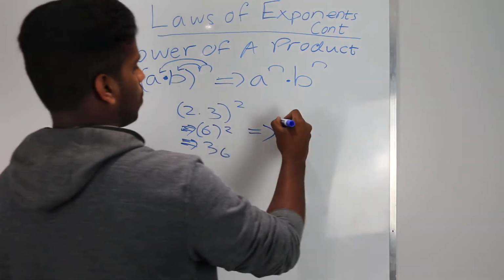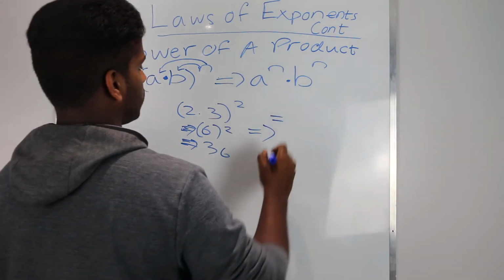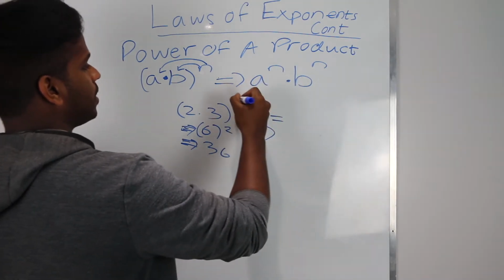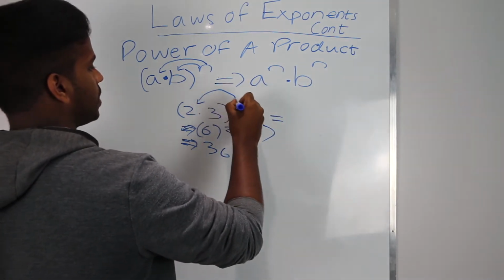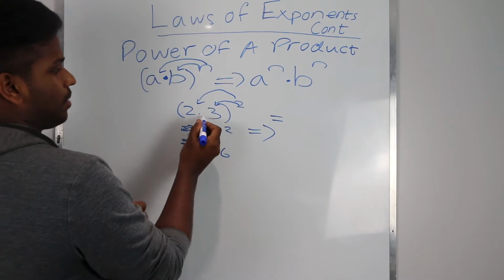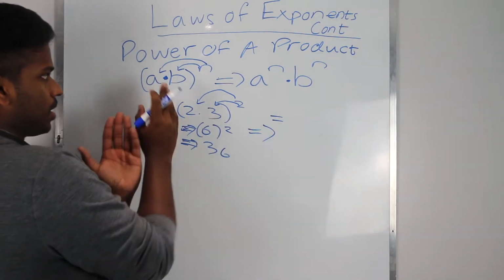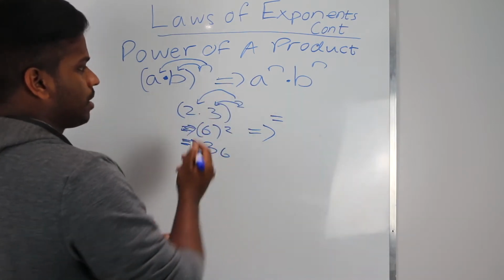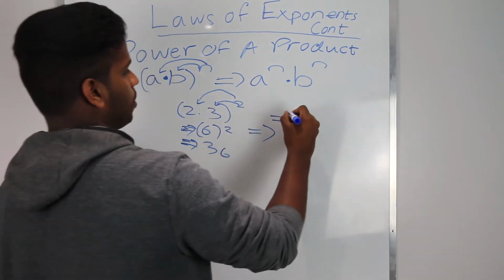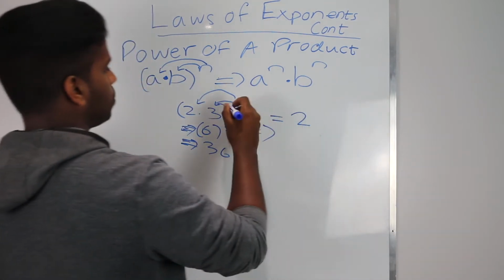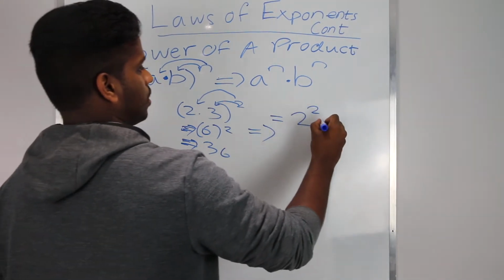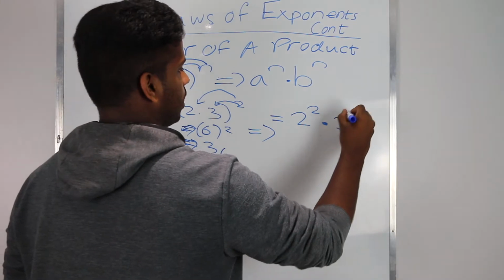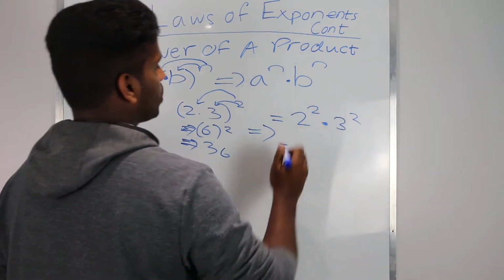We know our law of exponents: we have to distribute the exponent to each of the numbers inside. When there are two numbers, when we're looking at the power of a product, we just distribute the exponent. So the exponent 2 is distributed to 2, and then to 3. We'll solve for each of them.